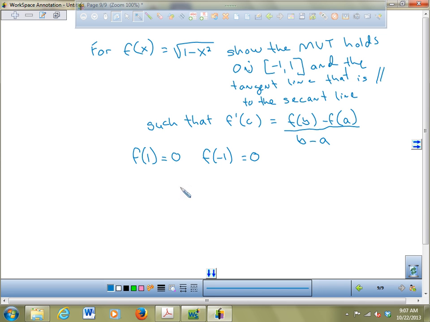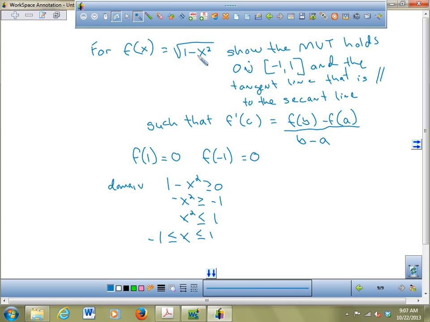And so the domain of this function, I could find that by going 1 minus x squared. I want to find the domain of this function, first of all, to make sure that it's continuous. Okay? So 1 minus x squared has got to be greater than or equal to 0, which means that -x squared has got to be greater than or equal to -1, which I flip the inequality when I multiply by a negative. Less than or equal to 1, which means that x is less than or equal to 1 and greater than or equal to -1.